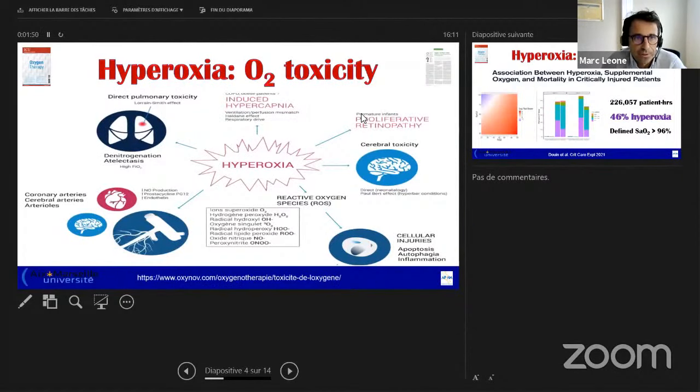Hyperoxia is very toxic, and there is a direct pulmonary toxicity, and the denitrogenation can create atelectasis when you use a high FiO2, that can induce hypercapnia, that can induce proliferative retinopathy, that's toxic for the brain, and there is the generation of reactive oxygen species, which are deleterious for tissues, creating apoptosis and inflammation. So hyperoxia is very toxic, and oxygen at high level is toxic.